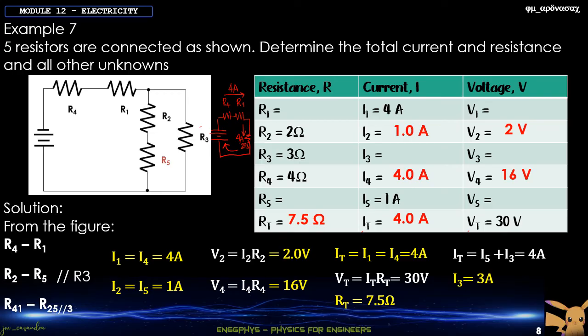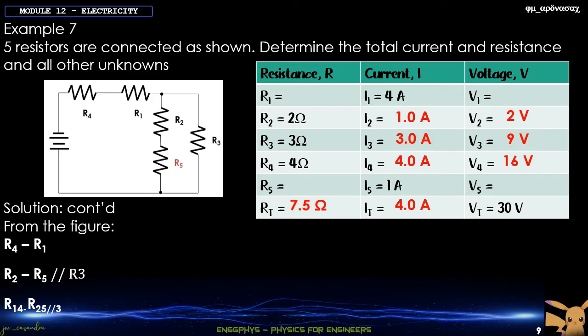So let's fill up our table. I3 now is equal to 3 amperes. So again, looking at our table, we have now R3 and I3. Thus, we could compute for V3 as 3 times 3. Therefore, V3 now is equal to 9 volts. Okay? So, let's fill up our table. We have 9 volts. Okay? So, let's continue. We still have 1, 2, 3, 4 unknowns. So, let's continue to the next slide. So, let's continue our solution.